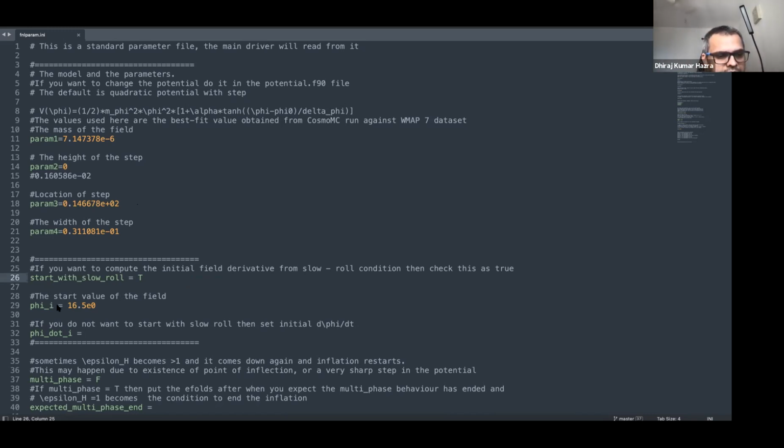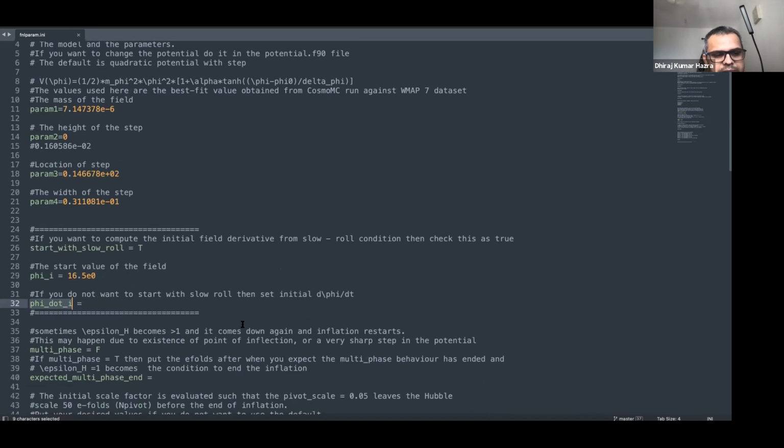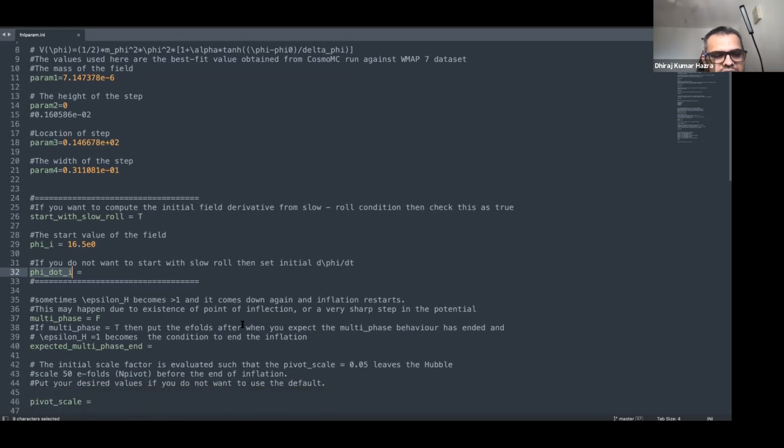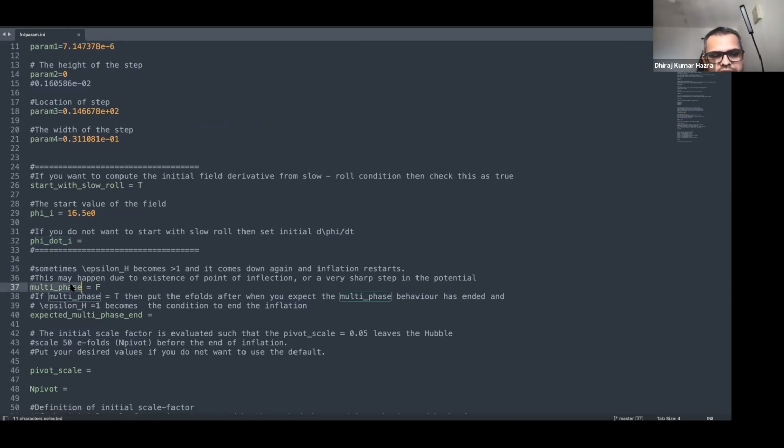And the start value of the field is 16, right? I have written 16.5 where I am starting. If you do not want to use kinetic initial condition, then you don't mention phi dot I. That means that it is d phi dt initial. Multiphase, don't worry about this.